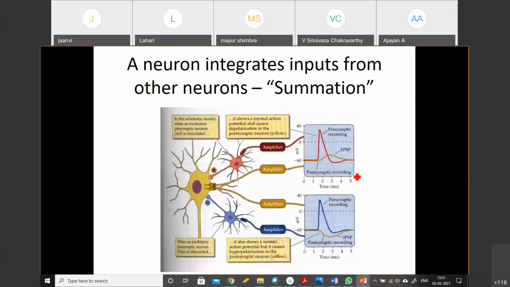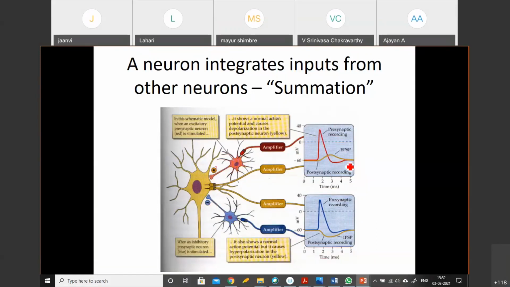Now let us also look at this summation business, how exactly the summation takes place. So here is a neuron. The neurons are color coded just for the sake of convenience, but otherwise neurons don't come in colors, obviously. Take this yellow neuron. It gets two inputs, one from this red neuron, another from this blue neuron. It turns out that the synapse between this red neuron and the yellow neuron is a positive synapse. This is an excitatory synapse. Similarly, the synapse from the blue neuron to the yellow neuron is an inhibitory synapse.